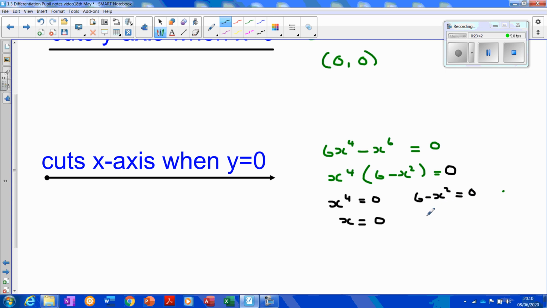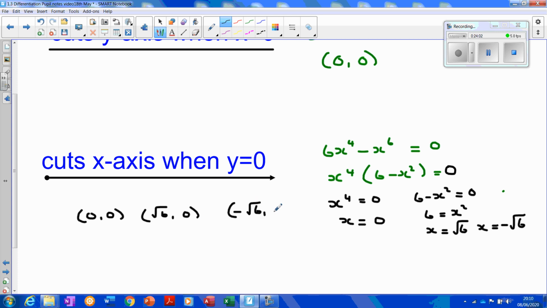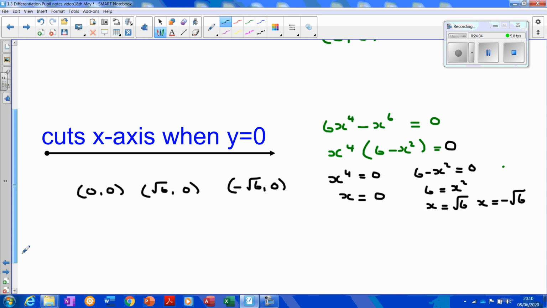So you've got 6 is equal to x squared. To undo that square, take the square root. So x is equal to root 6. And don't forget, x is equal to minus root 6. Right, so it's cutting at 3 points. It's cutting at 0, 0. It's cutting at root 6, 0. And it's cutting at minus root 6, 0. Okay, stationary points, the next one.